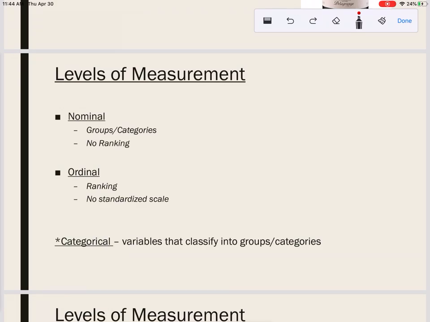Here's how it works. Nominal is a level of measurement that is the most basic. So it's important that we know these in order. Nominal is the most basic. A nominal level of measurement is a variable that is classified as a group or a category, and it has no ranking. Let's give some examples. Gender. It is a category. Either you are male, female, maybe you classify as non-binary, or somewhere in between. But in any case, it is a category and there's no ranking.